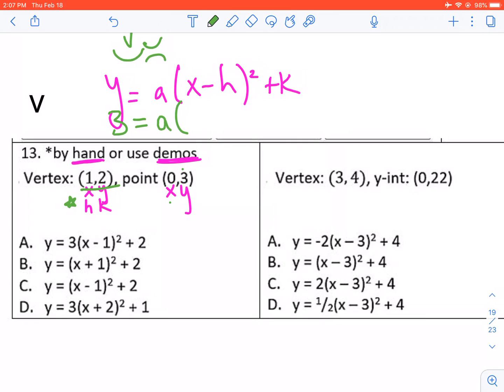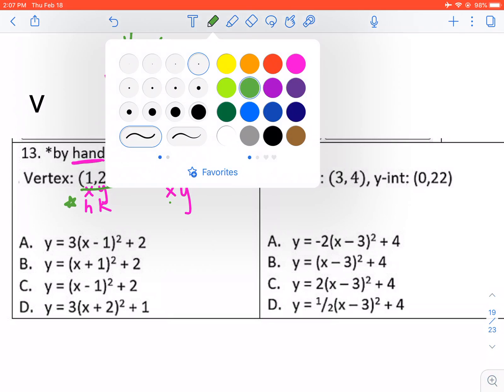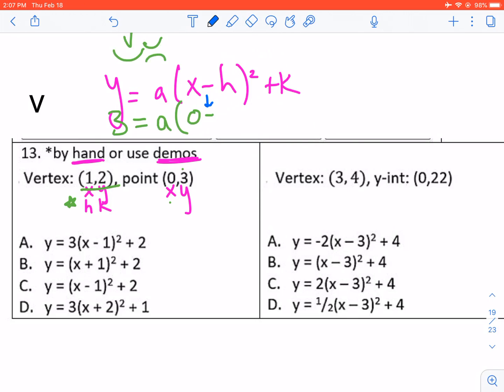Then we have our x. Our x is 0. Minus is a part of the formula, so we have to bring that straight down. Then we do our h value. Our h value in this case is a 1. If it was going to be a negative, you would have to include a negative. This is a minus sign from the formula. That doesn't count as the negative. That would go with the point. But in this case, it's positive, so we just put that 1. Don't forget your little square. And then plus our k value, in this case 2.